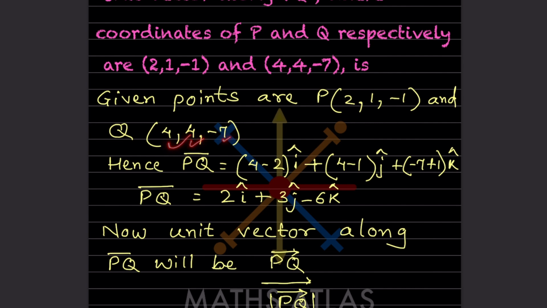Okay, so now the given points are P (2, 1, minus 1) and Q (4, 4, minus 7). To find PQ, we can write this as 4 minus 2 with i, the unit vector, then 4 minus 1 with j, and then minus 7 minus of minus 1, and minus of minus means this is going to be plus 1. So this is going to be 2, this is going to be 3, and this is going to be minus 6. So that will be 2i plus 3j minus 6k.